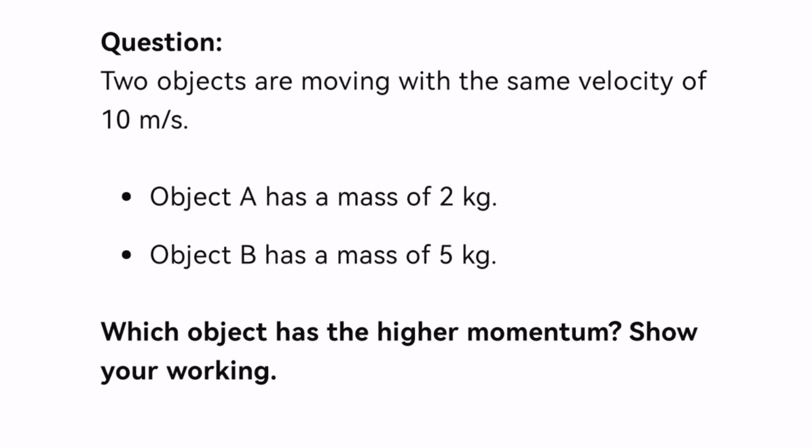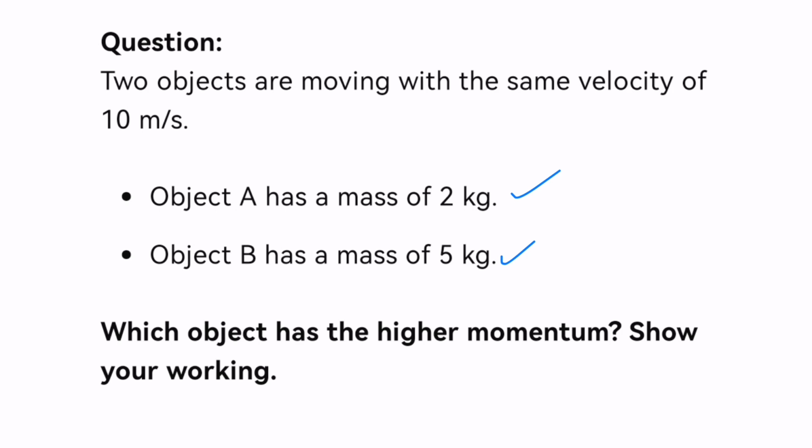This question says two objects are moving with the same velocity of 10 meter per second. Object A has a mass of 2 kg. Object B has a mass of 5 kg. They ask which object has the higher momentum. Show your working. So, object A and object B, which one has the higher momentum?